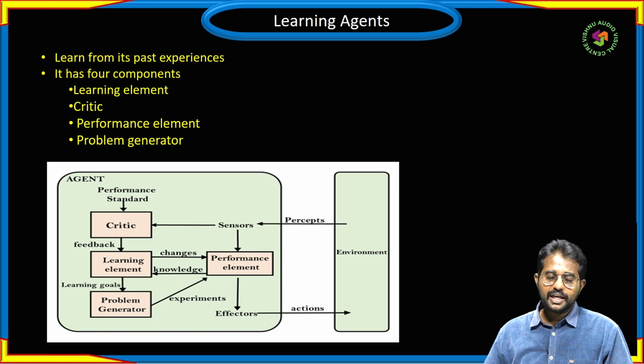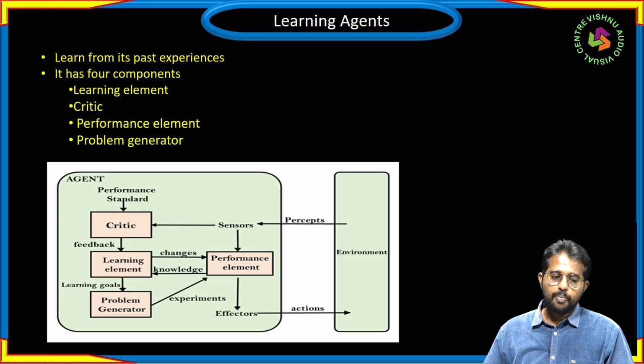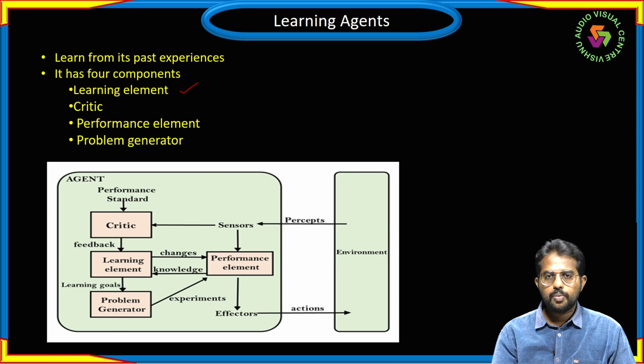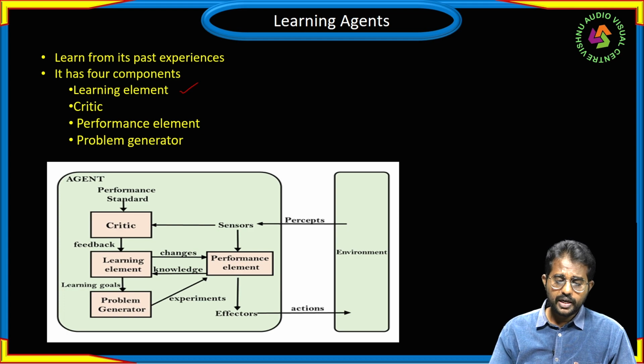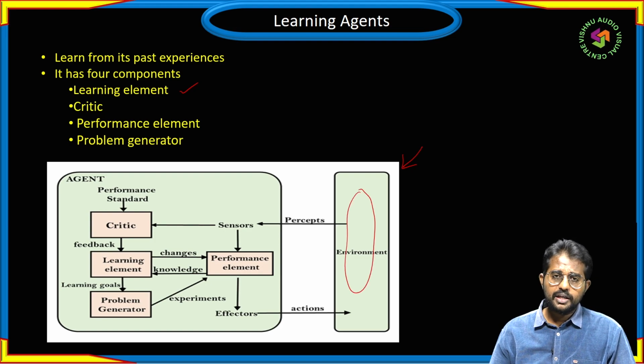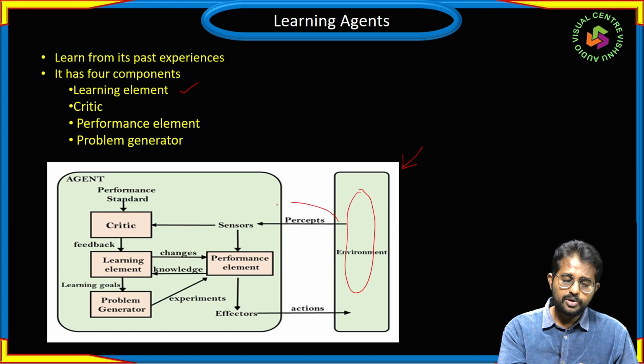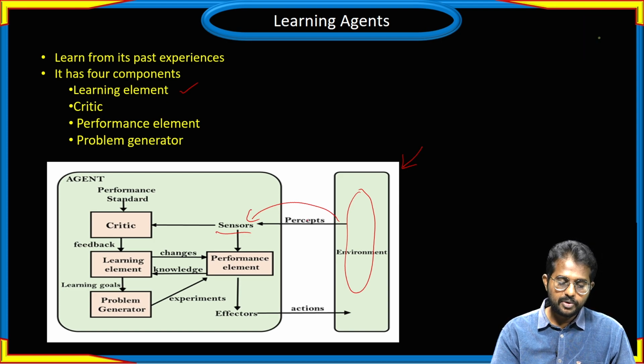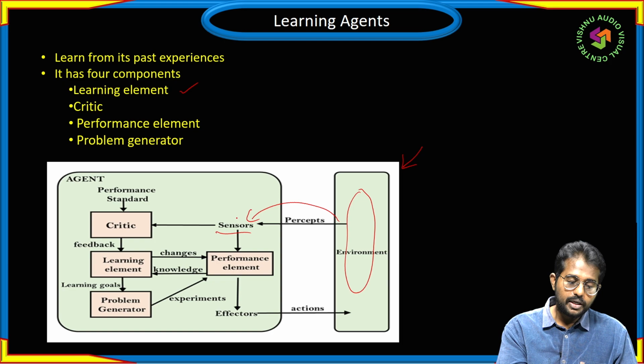So this learning agent has 4 components. Those are learning element, critic, performance element and problem generator. Here we can see the block diagram of the learning agent. This agent will be deployed in the environment, and whatever changes are happening in this environment will be perceived using the sensors. By using this sensor, we will perceive some data. Those data will be shared with the critic and also with the performance element.